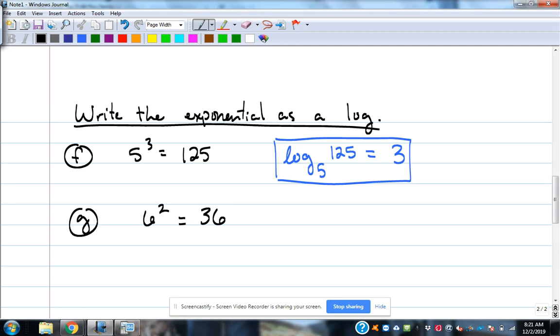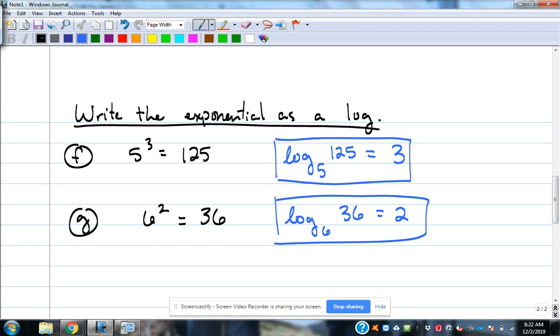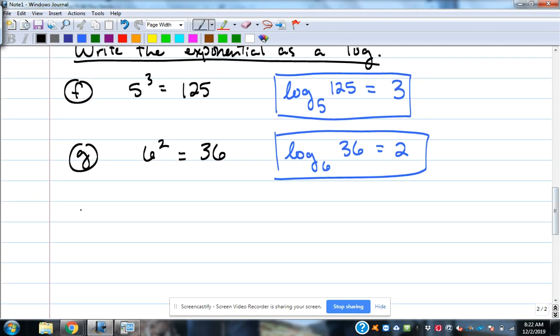Six squared is equal to 36. We all know that's true. But let's rewrite it in logarithmic form. Log base 6 of 36 is equal to 2. It really is that easy, folks. Don't let the variables confuse you. Three to the x is equal to 30. Log base 3 of 30 equals x. Good job.